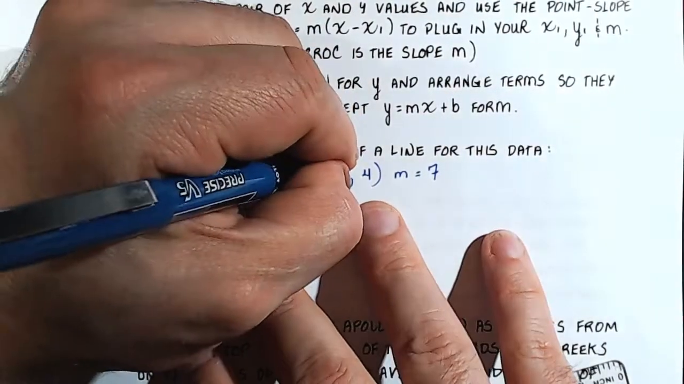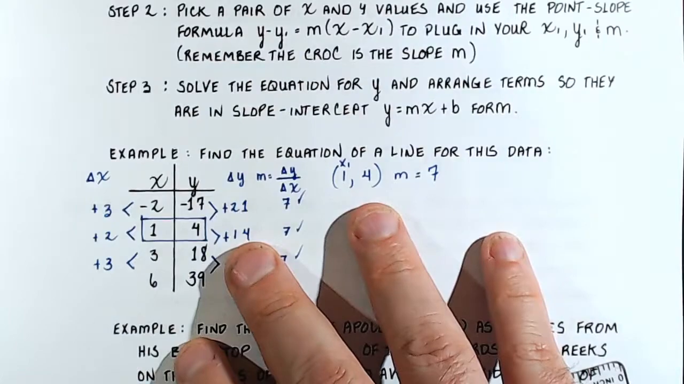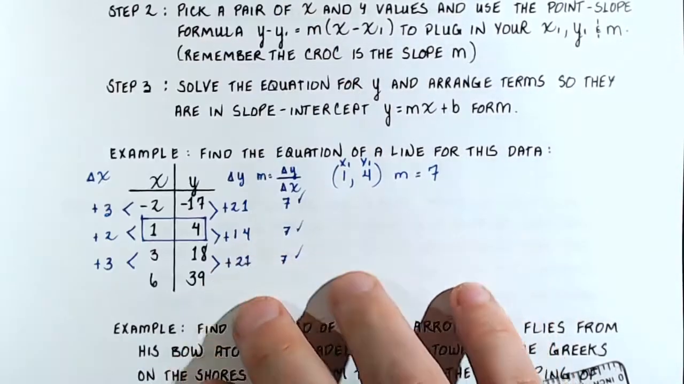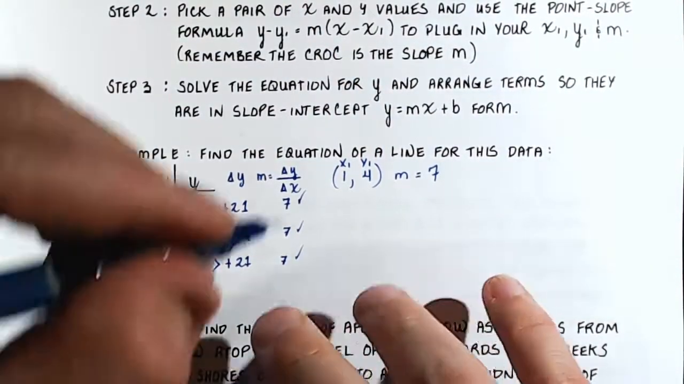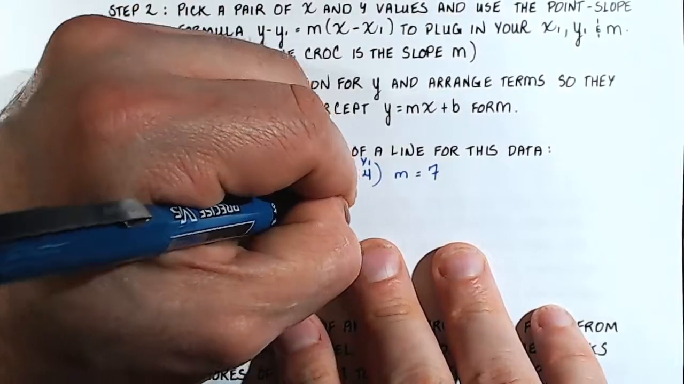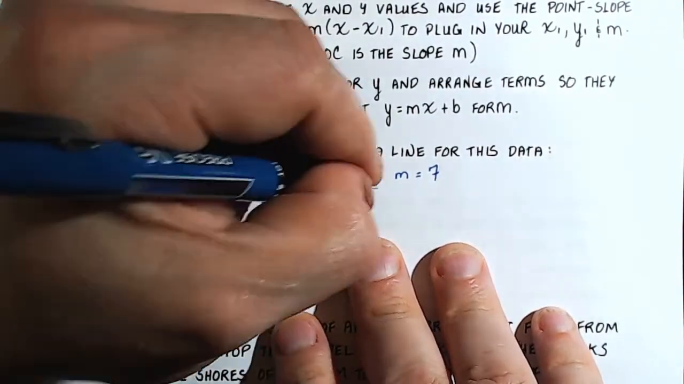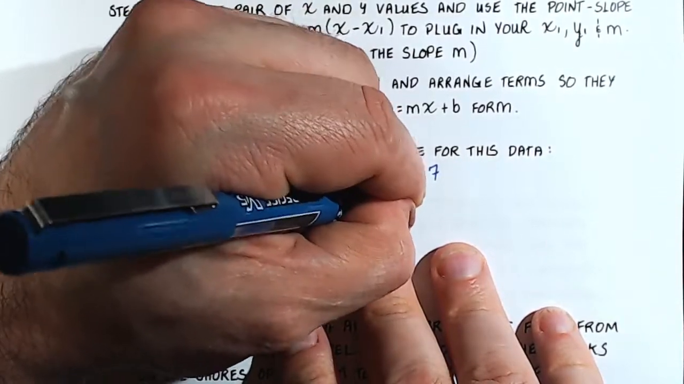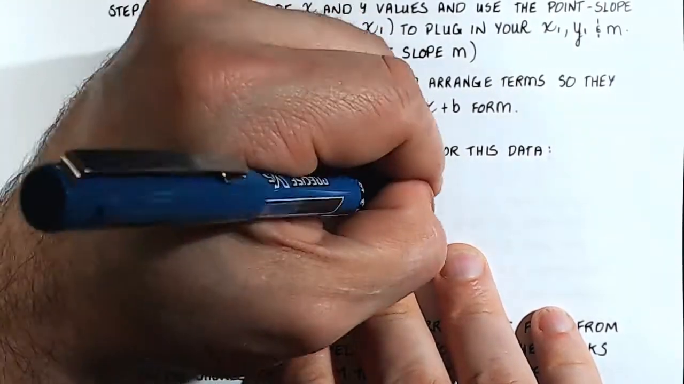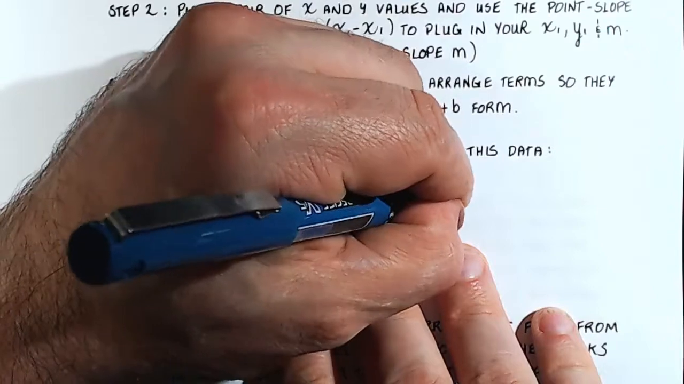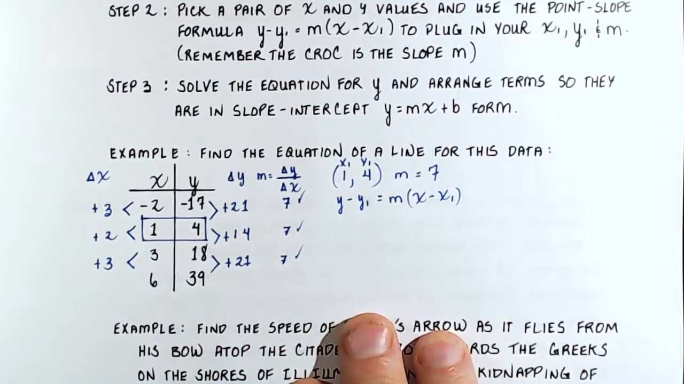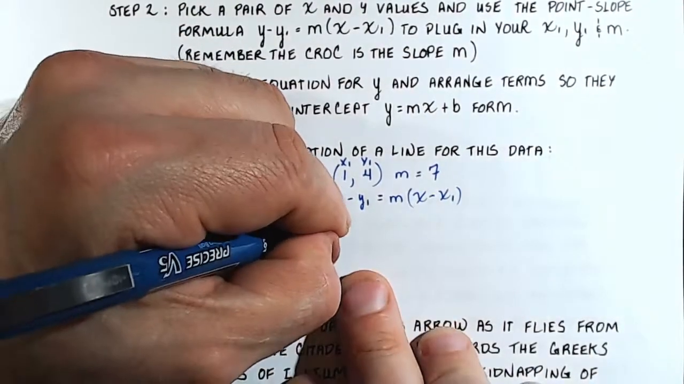All right? So this is going to be x1 and this is going to be y1. Now I use the point slope formula. I have y minus y1 equals m, open parentheses, x minus x1, close parentheses. Let's plug in what we have.